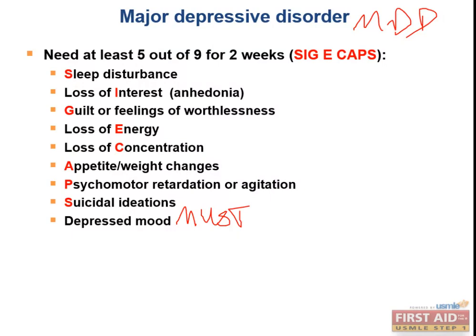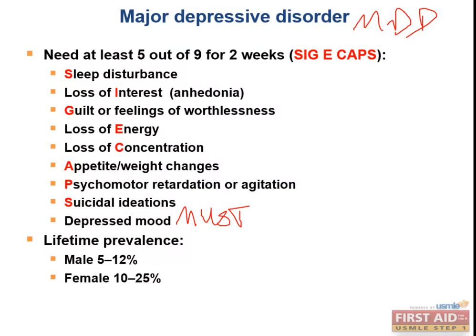than just test purposes. In terms of epidemiology, the lifetime prevalence is 5 to 12% for males. And would you think it's higher or lower for females? Higher for females, actually, 10 to 25% lifetime prevalence.